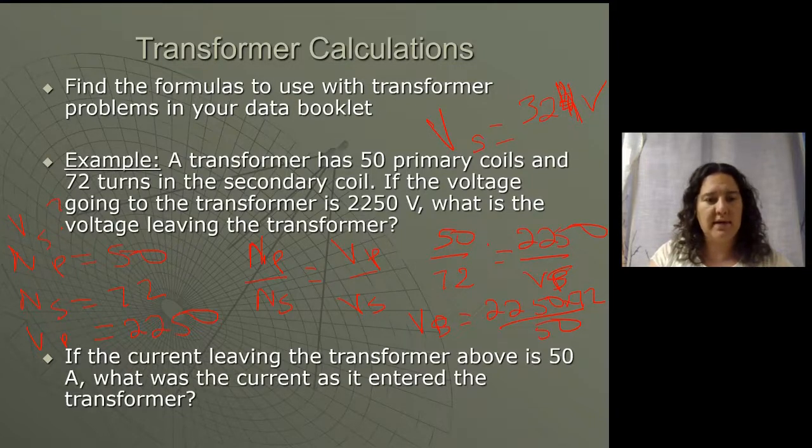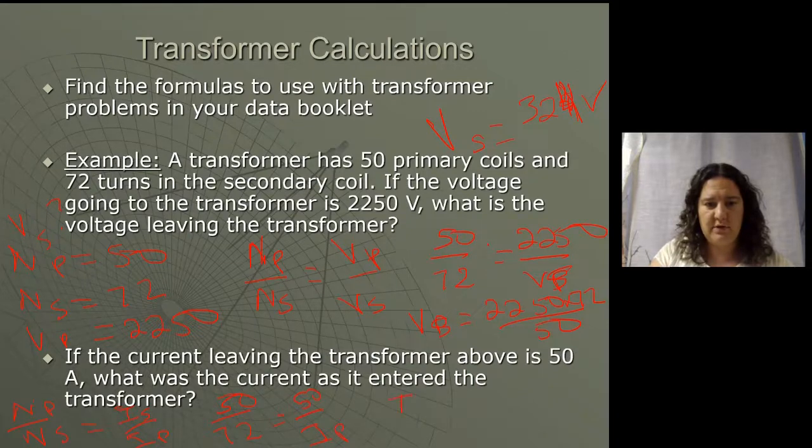Okay, now a second question. If the current leaving the transformer is 50 amps, what was the current as it entered the transformer? We can look at those formulas in our data booklet. Our primary turns divided by our secondary turns is equal to our secondary current divided by the primary current. So we have 50 divided by 72 is equal to 50 divided by the primary current.